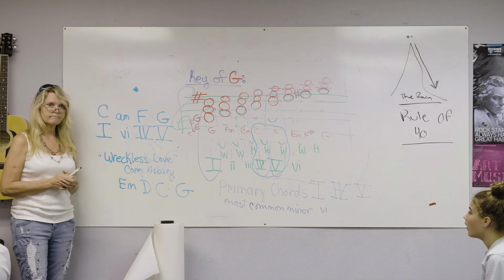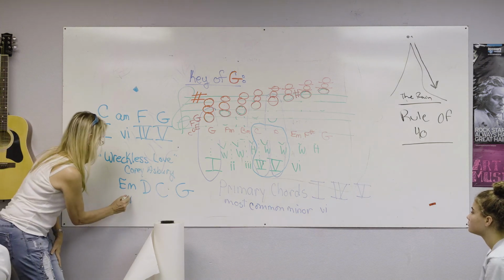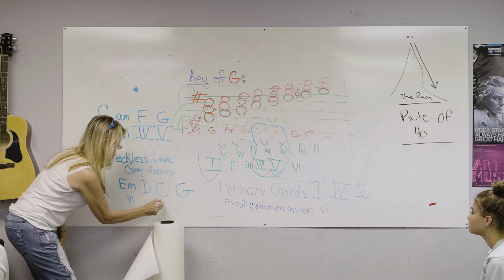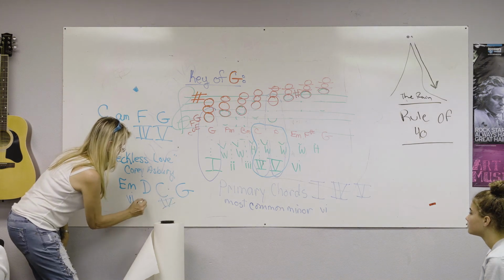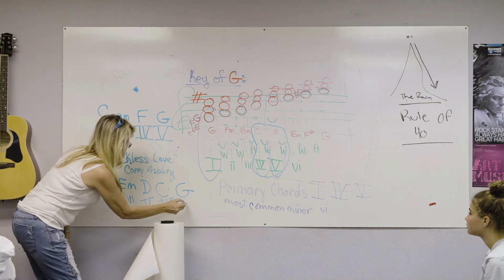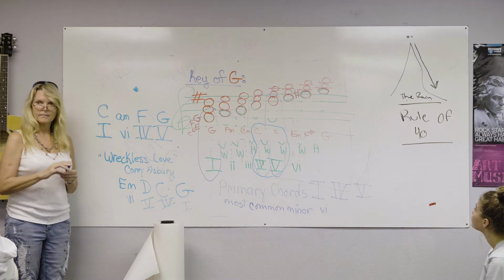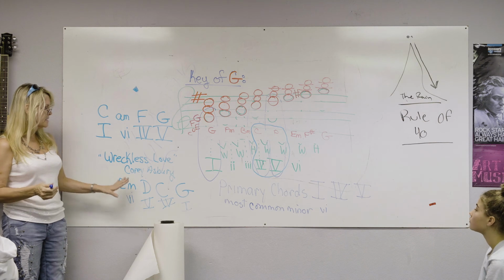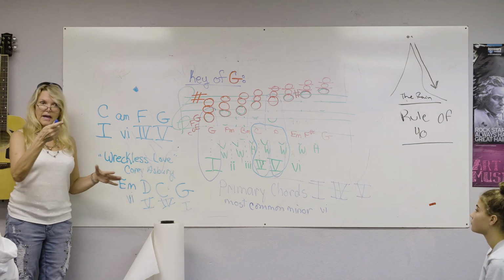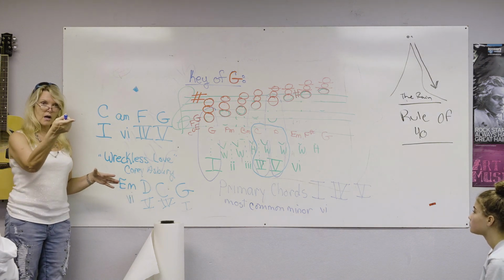What would the numbers be? So it would be a 6, and then this is the 4, that's the 5, and that's the 1. Did you see how easy this could be? Now, that's in the key of G, and it's a guy or a girl?